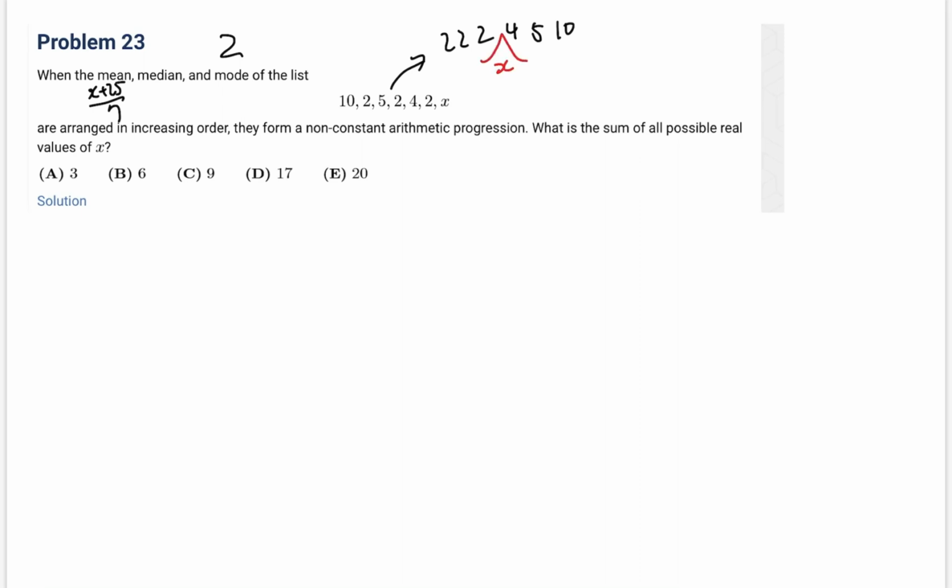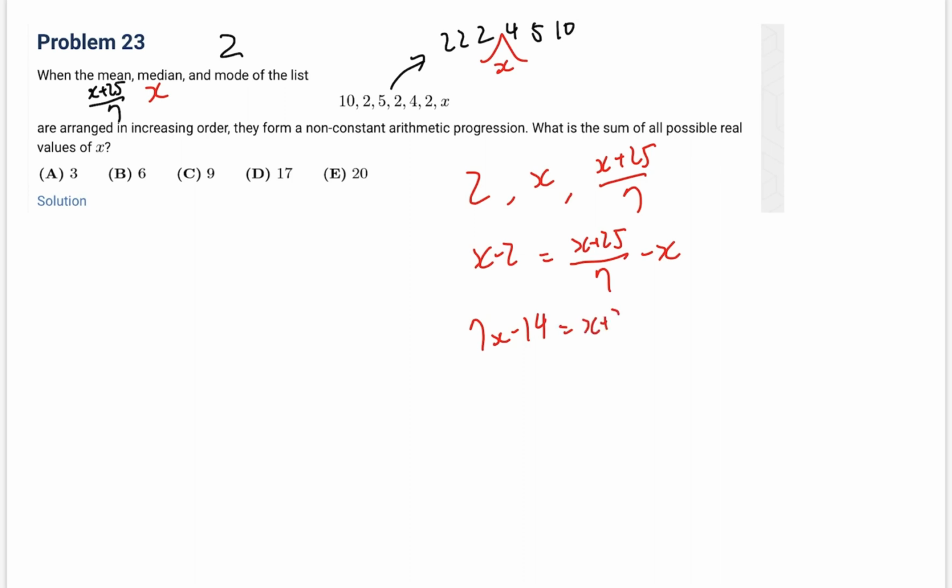If x goes in here, then the median will be x, right? So let's try that out. If it's 2, x, x plus 25 over 7, then x minus 2 would equal x plus 25 over 7 minus x. So 7x minus 14 equals x plus 25 minus 7x. So 13x equals 25 plus 14, which is 39. X is 3, and x is 3 totally matches with x being in between 2 and 4. So x equals 3. That is one possibility.